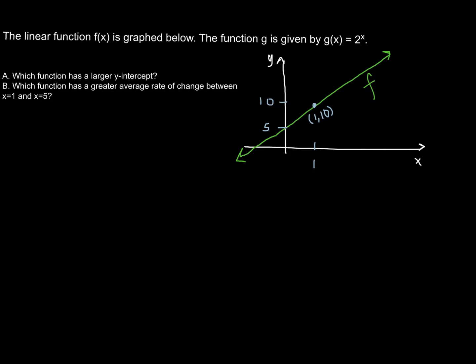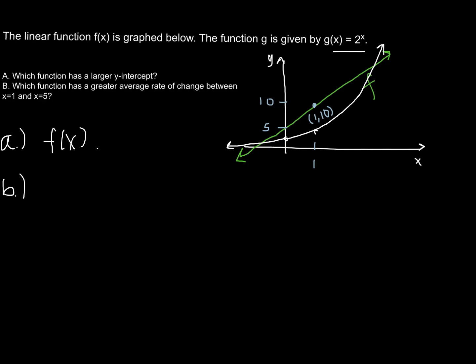So graphing g of x, it's 2 to the x, so when x is 0, the value of g of x is going to be 1. When x is 1, the value is going to be 2 to the 1. And it's going to be an exponential function, so we know that it's going to look like that, and as I move towards the left, it's going to approach 0. So the answer to A is pretty obvious. The y-intercept of g of x is only 1, while the y-intercept of f of x is 5. So f of x has the larger y-intercept.